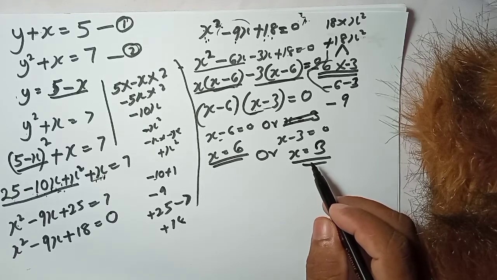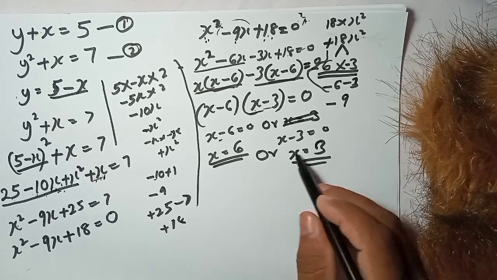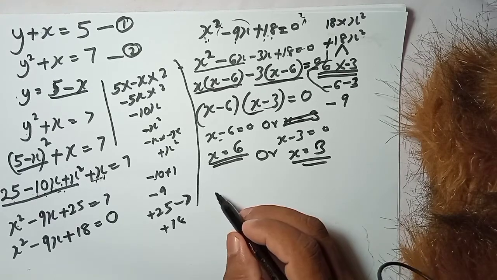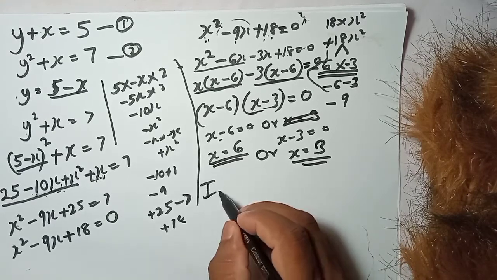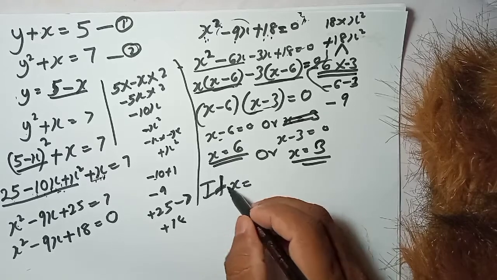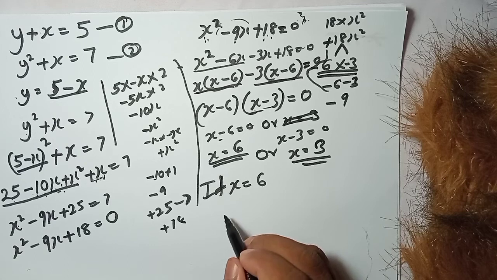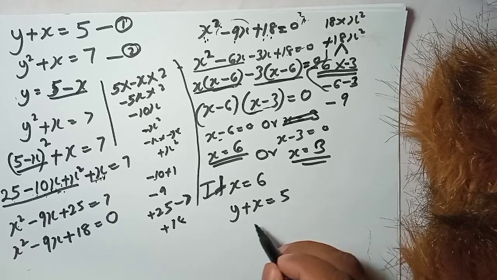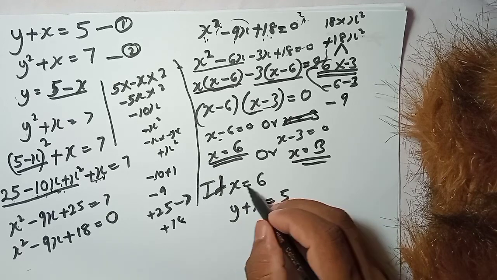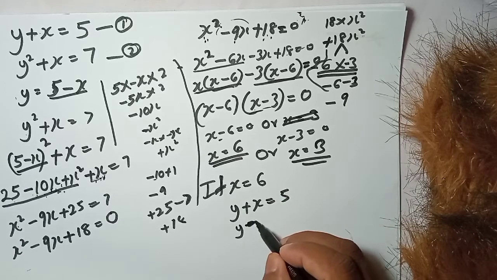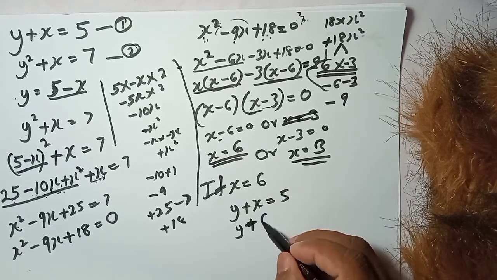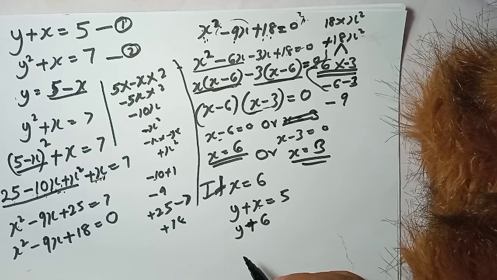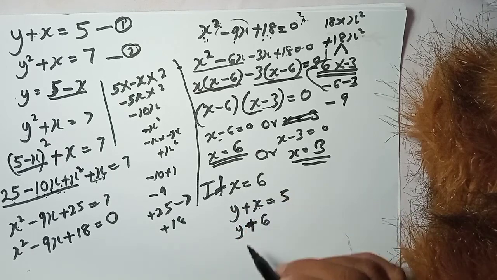Now we need to find the answer for y. So that means x has two answers, so for y also we will have two answers. How to find it? You need to write this way: if x equals 6, what is y? We will write our first equation, get the y value, x replaced with 6. Now y plus x is 6, no? We consider if x equals 6, what is the y value?